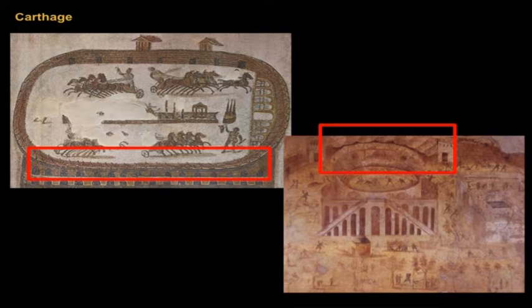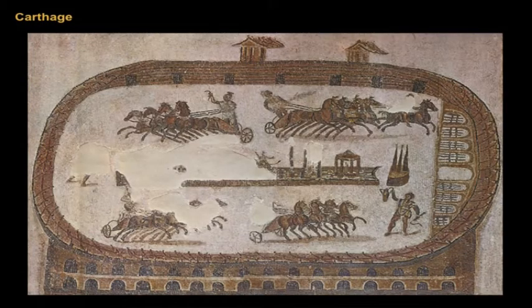Now, this is something that we're much more familiar with from this famous wall painting from Pompeii, showing the Pompeii amphitheatre. But when you look closely, perhaps if I go back, because this is bigger, when you look closely at the Carthage mosaic, there does seem to be, at least in a very stylistic way, an attempt to show something similar.